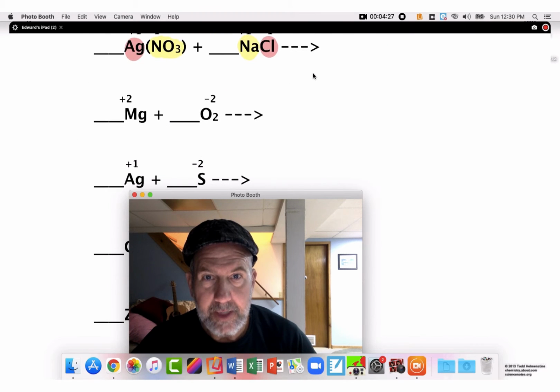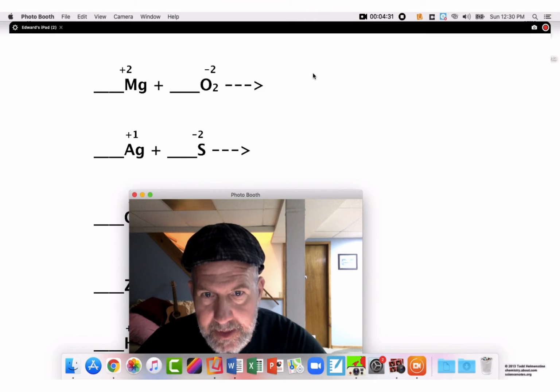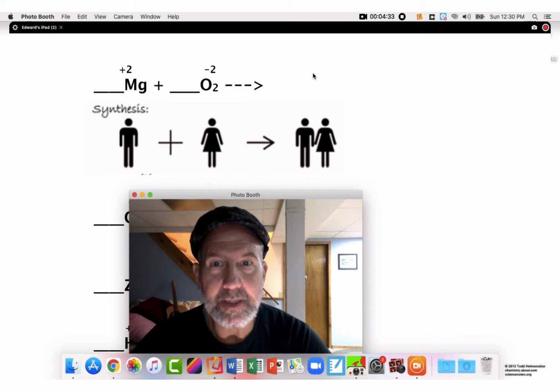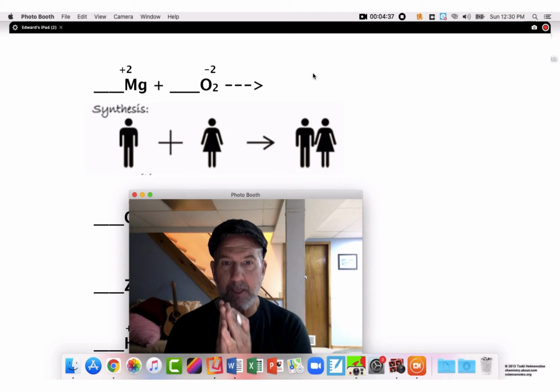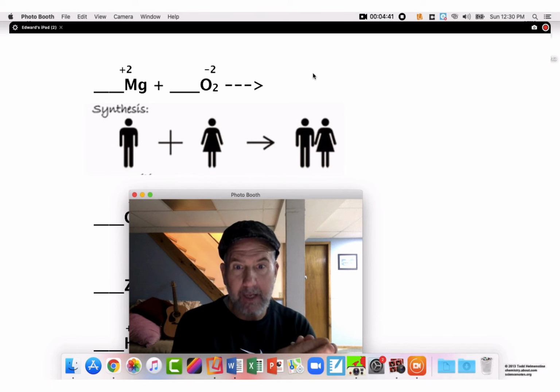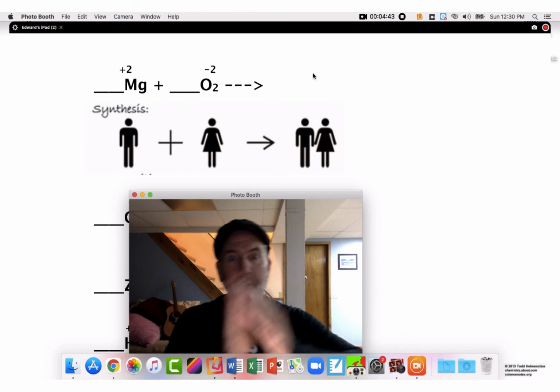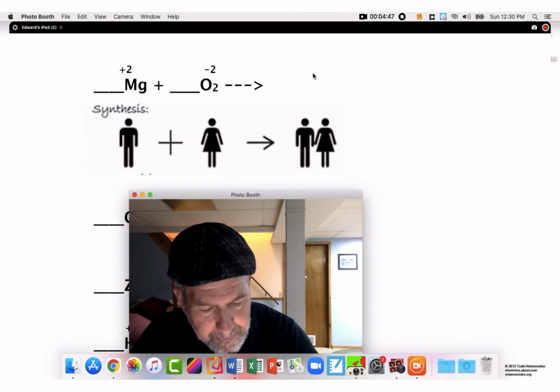Okay, this next problem that we see, this is a synthesis. This is 2 things joining together to form 1. So synthesis means comes together. How do I know that? Because I have a positive and I have a negative. A positive plus a negative, so it's only going to form one thing. It's going to form Mg, which is plus 2, and O, which is minus 2.